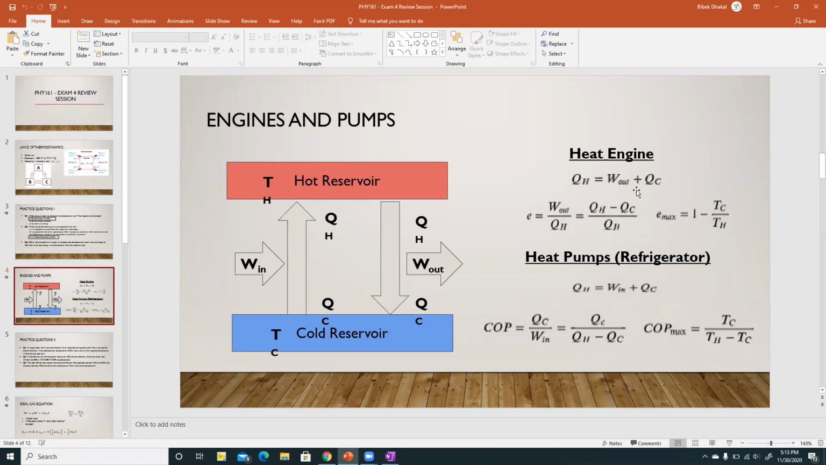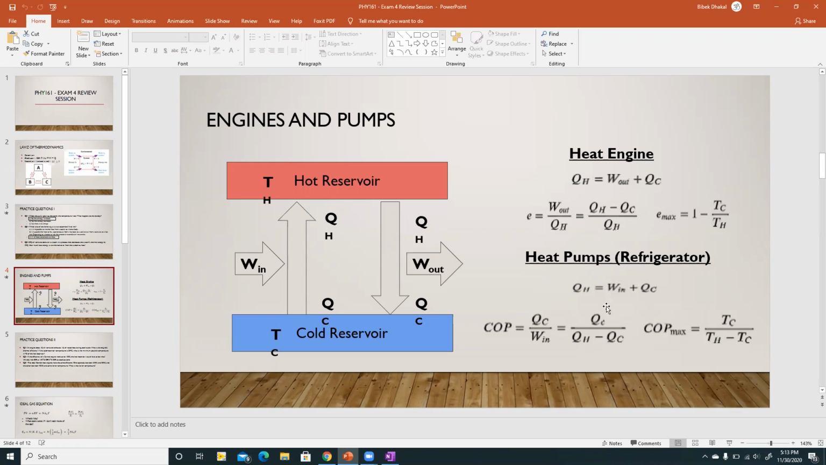And this is true because energy has to be conserved, and we can see that the initial energy QH is shared between the work done and the cold reservoir. So there is in fact energy conservation here, and the efficiency is given by output work done over the input work done, that is the heat stored in the hot reservoir. And in terms of temperature, it looks something like this.